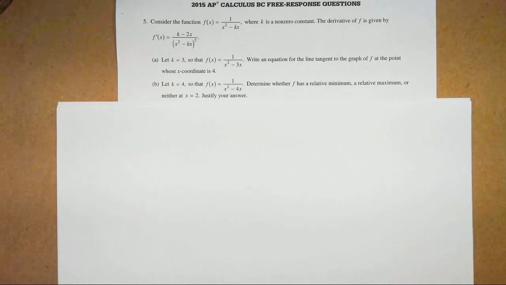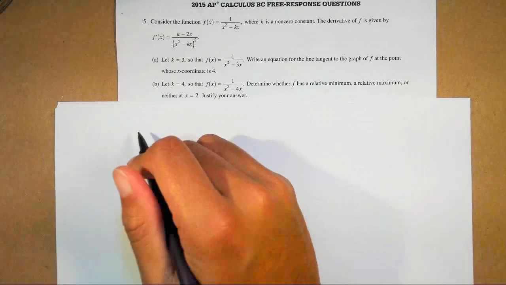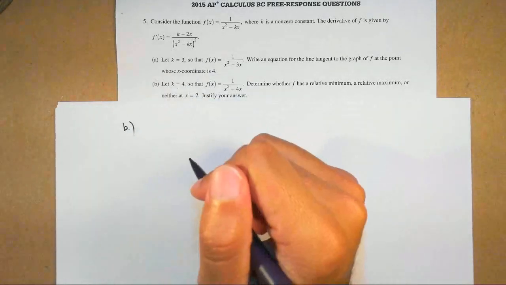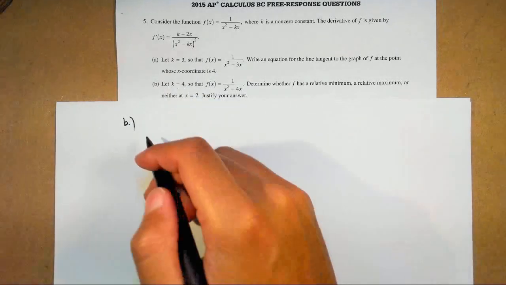And I think about it and I go, okay, min, max, how do I find that? What's the first derivative? Well, if it's a min or max, chances are if I plug it into my derivative, I should get a critical number, meaning it should equal 0. So let's first determine that. So for part B, I'm going to plug in 4 into my derivative. But I'm also going to plug in x equals 2.